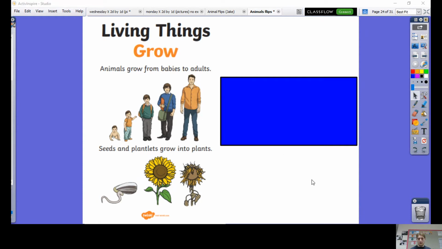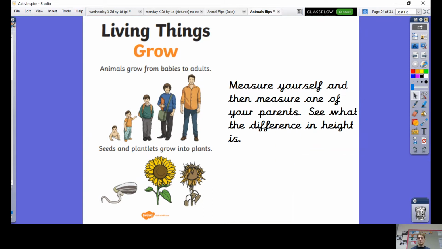And I would like you just to do something quickly. If you're at home, if you've got a tape measure, that's great. I would like you to get out or try to find a tape measure. You can do this after the lesson if you want. And I would like you to measure yourself and see how tall you are in centimeters or inches or feet. And then I would like you to measure one of your parents as well and see what the difference is in height. Okay, and then maybe have a little discussion with them and ask maybe why that is.